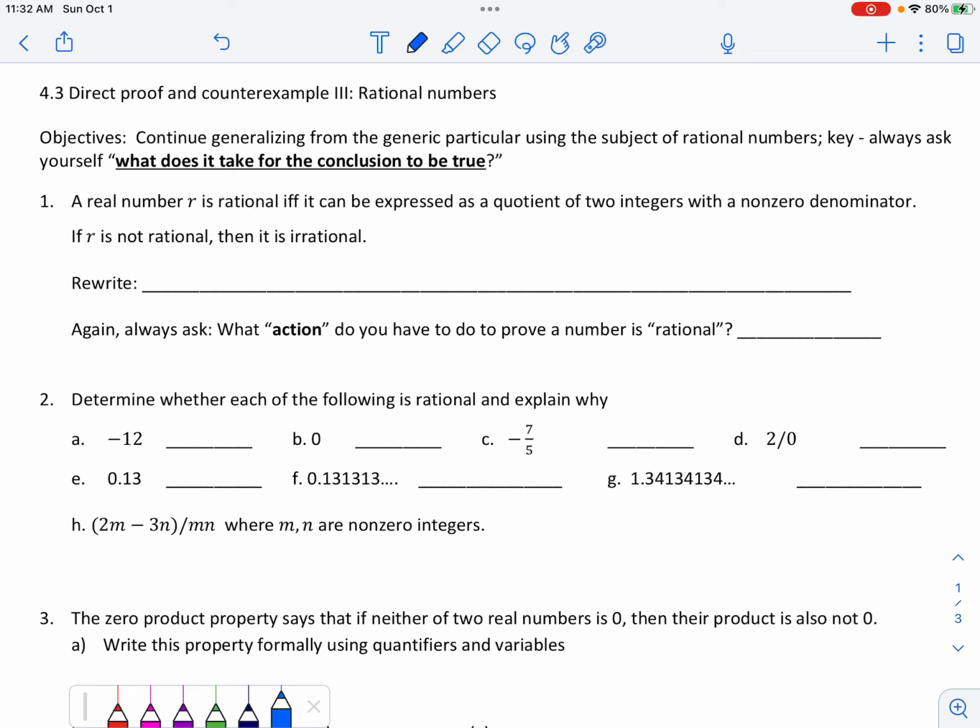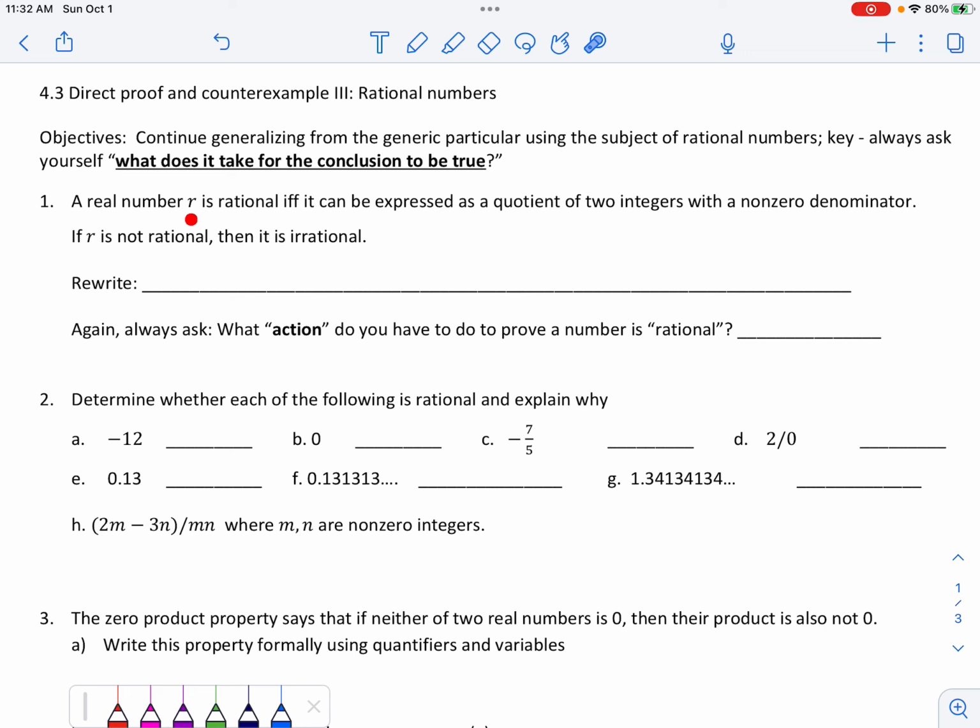Many of you already know what it is, but here's the definition. A real number R is rational if and only if it can be expressed as a quotient of two integers with a non-zero denominator. If R is not rational, then we call it irrational. So the first task is always, when you have a definition, usually it's in English sentence, try to rewrite it using quantifiers or convert it into symbolic form.